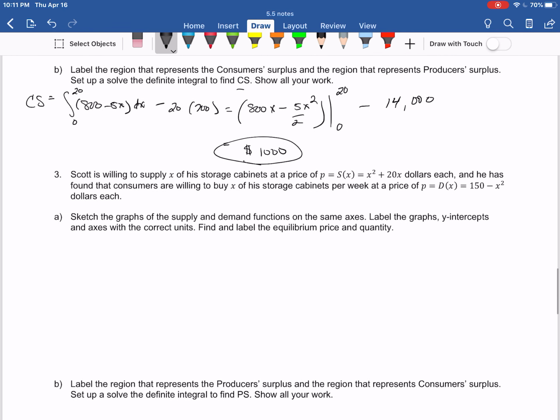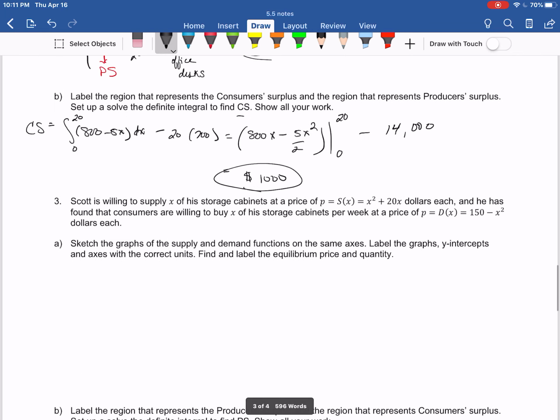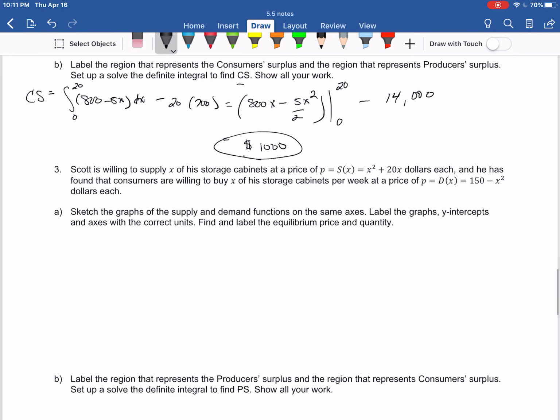Okay, number 3. Now we have, again, supply and demand. But if I look ahead, we're going to be looking for producer surplus. So I'm going to sketch the graph of supply and demand first. Supply is a quadratic, a parabola that opens up. Demand is a parabola that goes down. And so, once again, I only care about quadrant 1. So supply hits the origin, and then it opens up. So let's make it do like that.